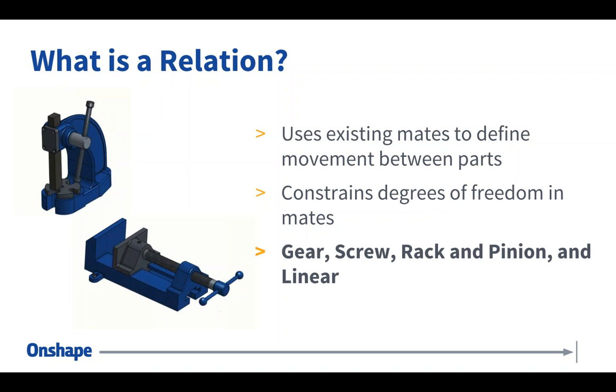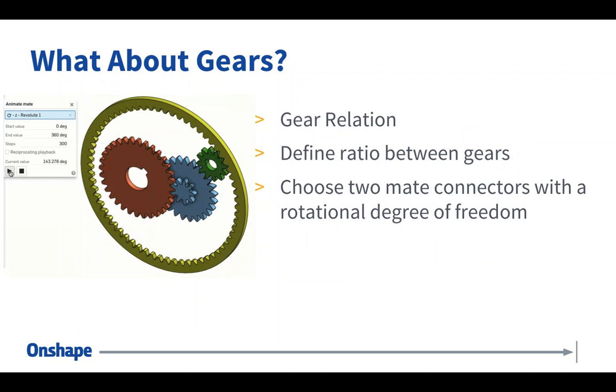So let's dig into it, and I want to start with gears. And I think that's the most common question I get asked when we talk about the moving relationships between parts: how do I actually recreate gears and get them animating in Onshape? And it's actually really simple. We have a specific command called a gear relation. And what you do is you define a ratio between your gears, and more specifically between the mates that constrain those gears. And I'll show you this in just a moment.